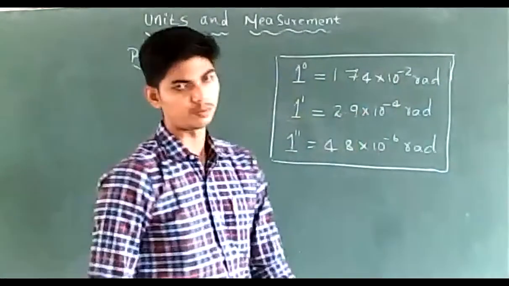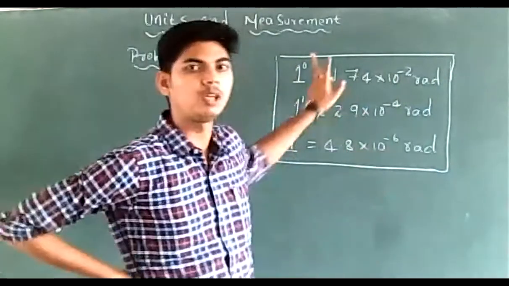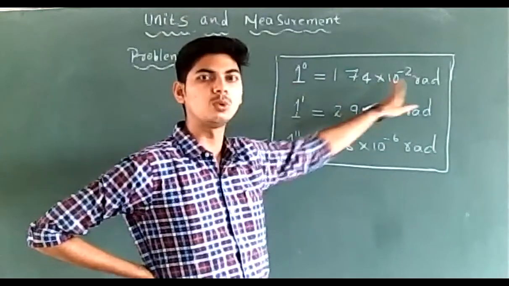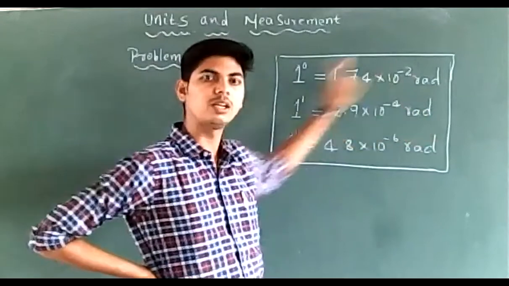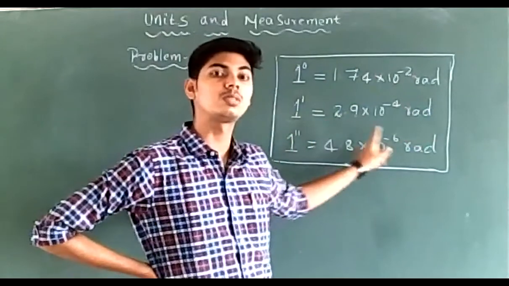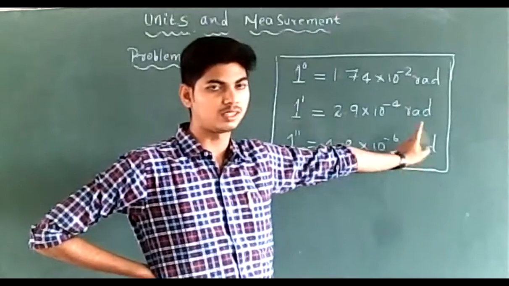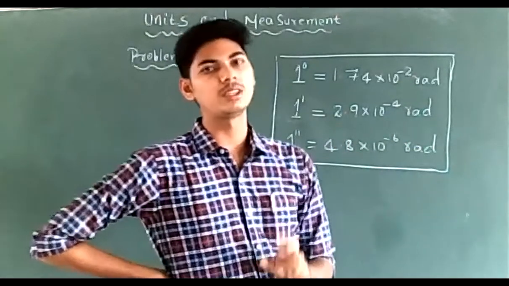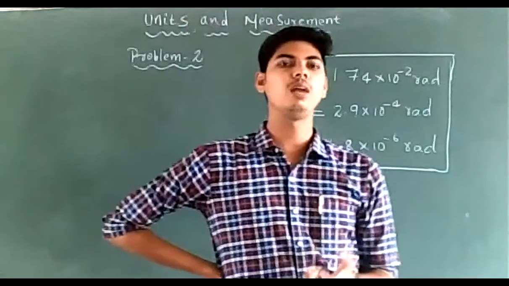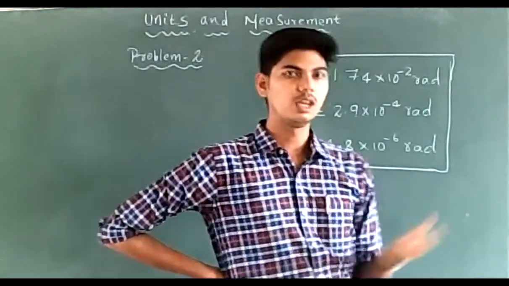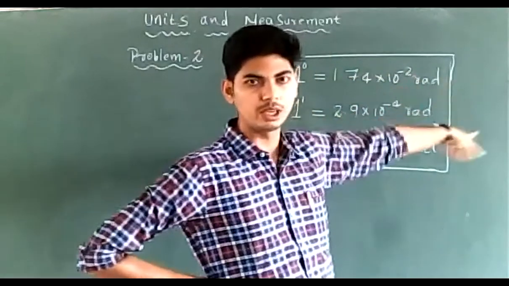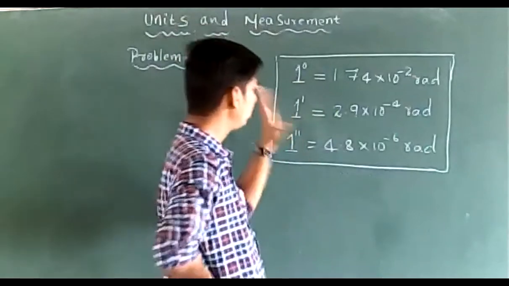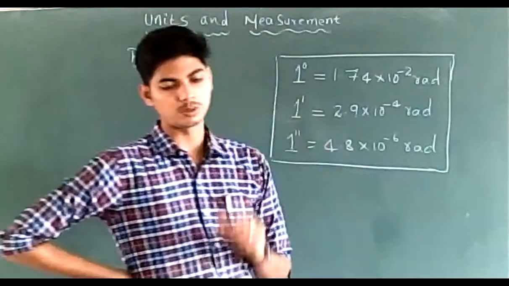Then 1 degree is equal to 1.74 into 10 power minus 2 radian. 1 minute is equal to 2.9 into 10 power minus 4 radian. And 1 second is equal to 4.8 into 10 to the power of minus 6 radians. You must remember these three values, and this will help us in converting degree to radian, minute into radian, and second into radian, right? So it is important that you remember these values.